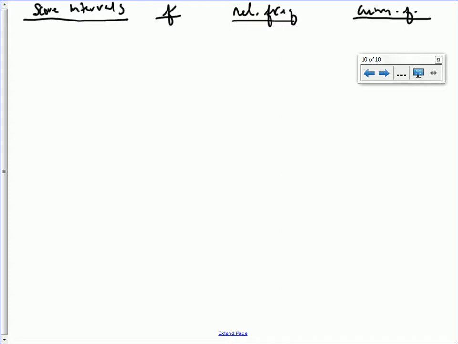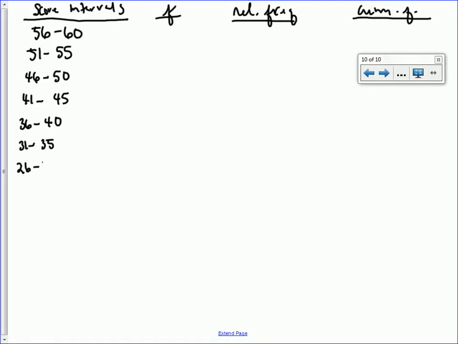My score intervals are going to run from 56 to 60, 51 through 55, 46 through 50, 41 through 45, 36 to 40, 31 to 35, 26 to 30, 21 to 25, 16 to 20, 11 to 15, and 6 to 10.